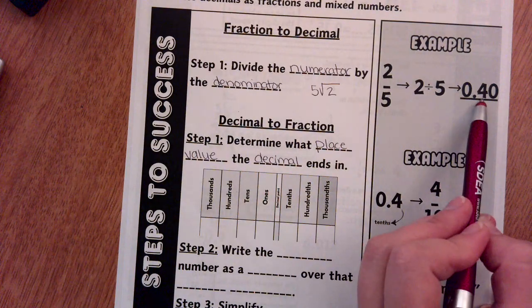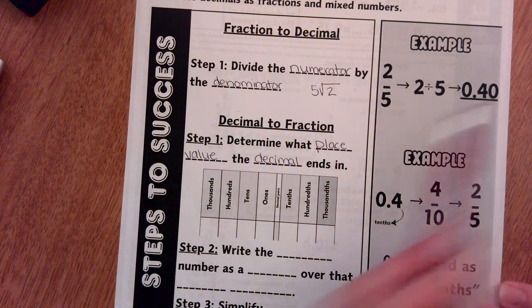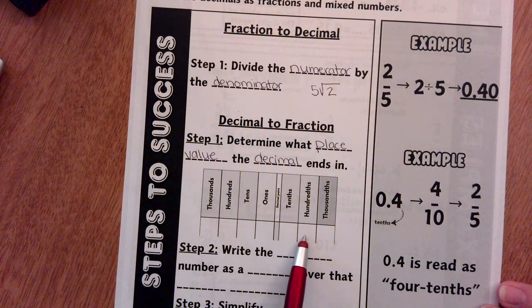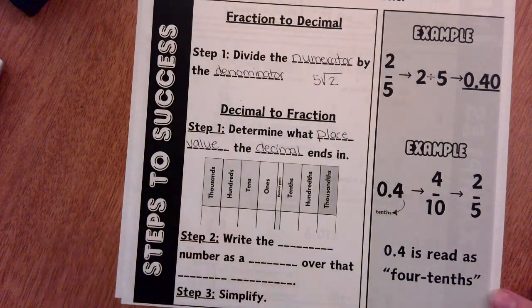So that's why this one, instead of just saying 0.40, I would say that this is 40 hundredths because it is in the second decimal place. Okay, so that's step one. You just have to determine where it is.